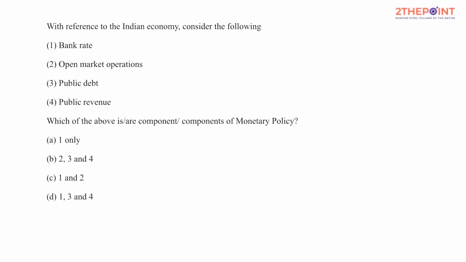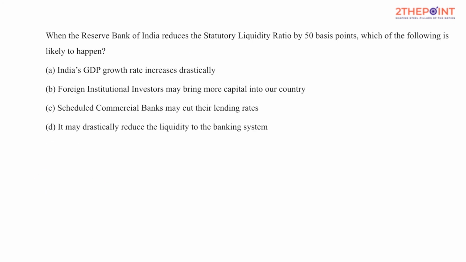With reference to the Indian economy, consider the following: bank rate, OMO, public debt, public revenue. Which of these are components of monetary policy? You know the first two are components of monetary policy, and the other two happen to be fiscal policy, isn't it? So henceforth C is the right answer.